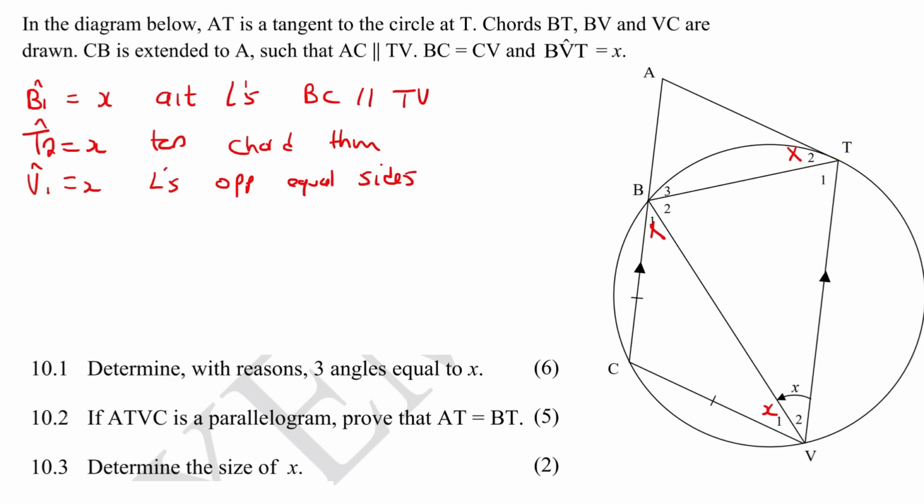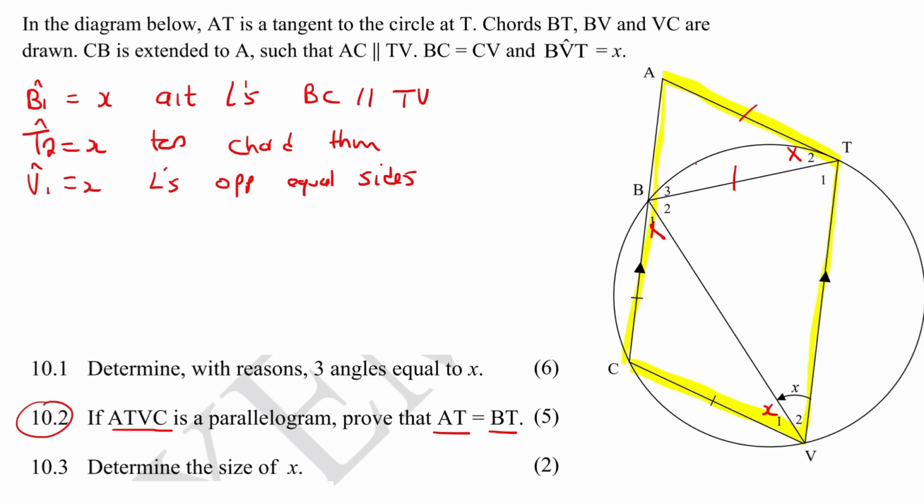Okay, and now this question. If ATVC, that whole shape, is a parallelogram, prove that AT and BT are the same. So they want us to prove that this and this are going to be the same. Okay, now listen to me carefully.